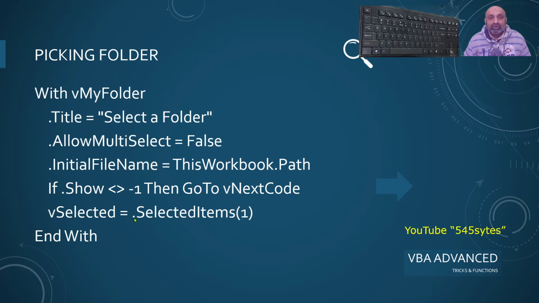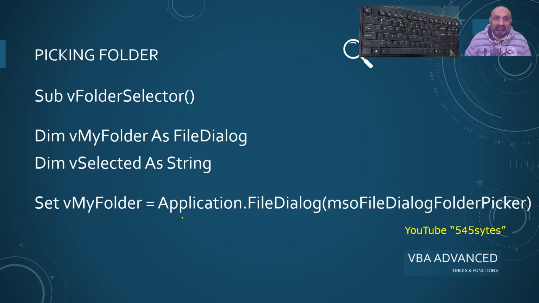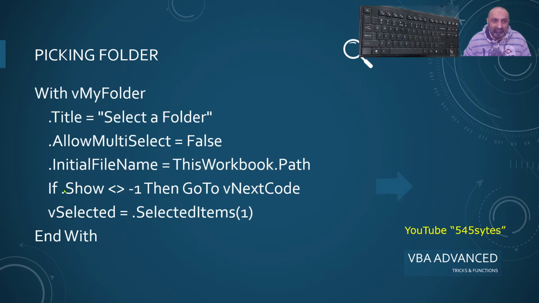vSelected is equal to .SelectedItem. Whenever you see this dot, this means it is referring to this variable, Application.FileDialog, and so this is right. So whenever you see this dot within the With command, this means it is referring to the source variable. Okay. And after that, when I am done with this, I will say End With.